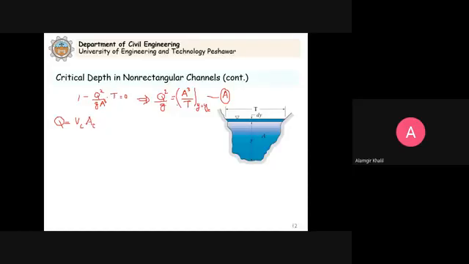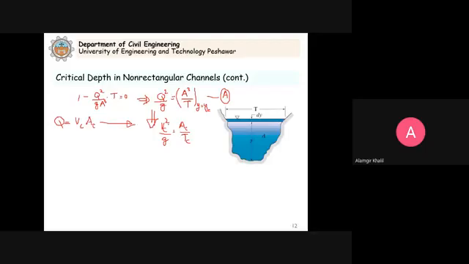So now when you put this in the above equation, this equation becomes Vc square divided by g equal to Ac, the critical flow area, divided by Tc, the critical top width. You put this in the equation, and we will get this equation in terms of the velocity.